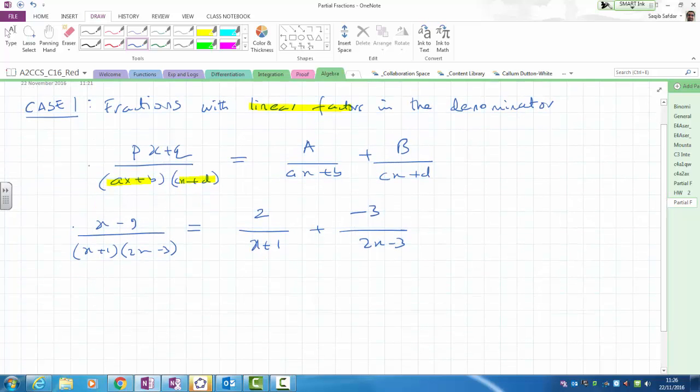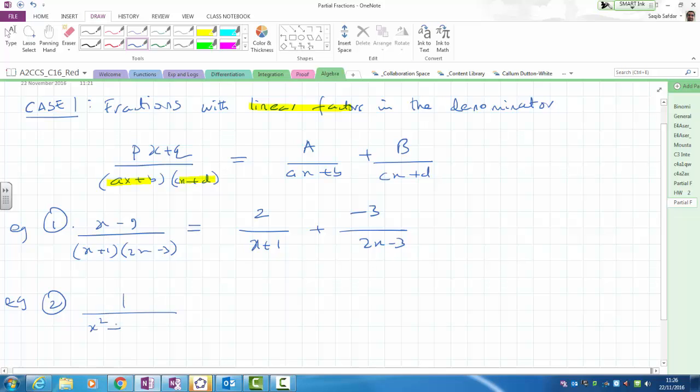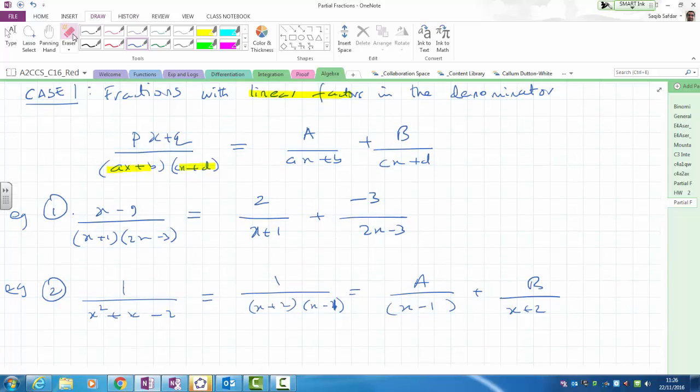Now as another example, what about when we've got something like this: 1 over x squared plus x take away 2? What do we do with this? Factorize it, good. When you factorize it, what do you get? X plus 2 and x minus 1. Excellent. And then we can write that as A over x minus 1 plus B over x plus 2. No matter which way round, either way is fine. In fact, I don't need these brackets here. Okay, and therefore, what do you get for A when you solve that?